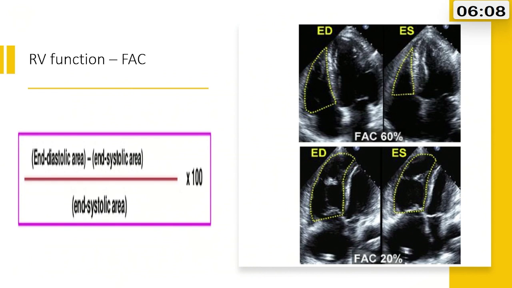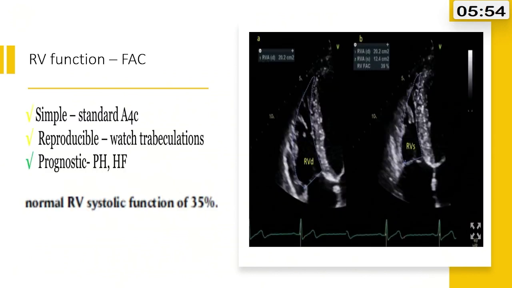The right ventricular fractional area change is also one of the simple methods to use, by tracing the area in diastole and systole, as we see here in the image, and applying these measurements to the equation. We come out with a percentage value which can be followed up. Normal systolic function is usually 35% or above. It is simple, using the standard apical 4-chamber view, and it is reproducible, but mind the trabeculations while tracing the fractional area, and it also has its prognostic role in patients with heart failure or pulmonary hypertension.